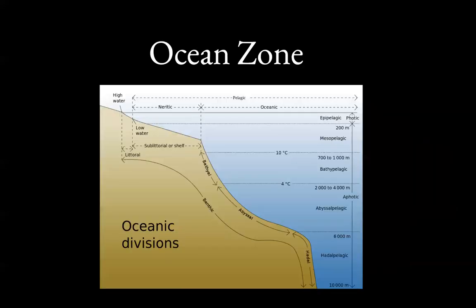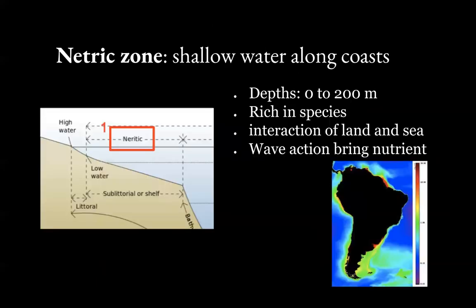We're mainly focused on four parts: the neritic zone, the littoral zone, the pelagic zone, and the aphotic zone. So firstly, the neritic zone is the shallow water along the coast. The depth is 0 to 200 meters and it's rich in species. The interaction of land and sea, like wave action, will bring nutrients.